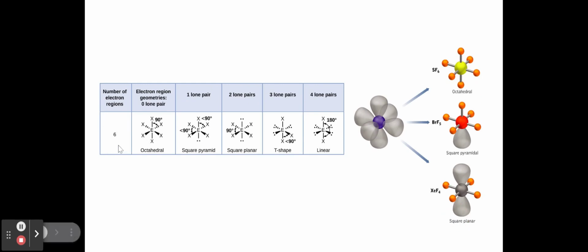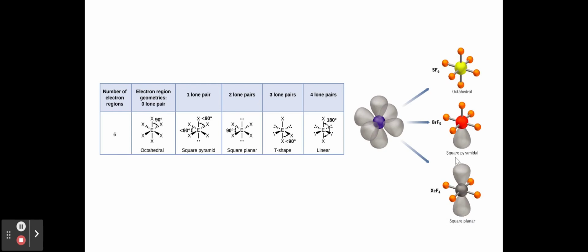Last, we have 6 electron domains. That would give us an octahedral electron geometry. If they're all bonding pairs, the electron geometry and the molecular geometry would be the same. If we have 1 lone pair and 5 bonding pairs, the electron geometry is octahedral, but the molecular geometry is square pyramidal. And if we have 2 lone pairs of electrons and 4 bonding pairs, our electron geometry is octahedral, but our molecular geometry is square planar.